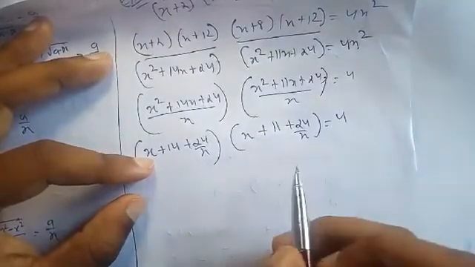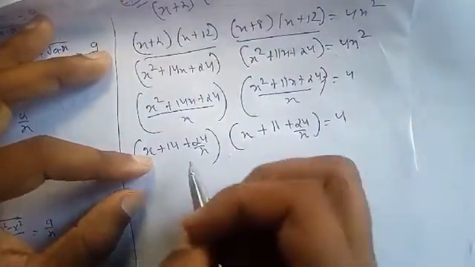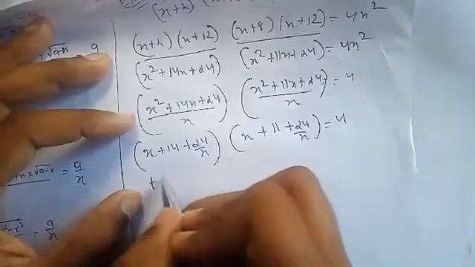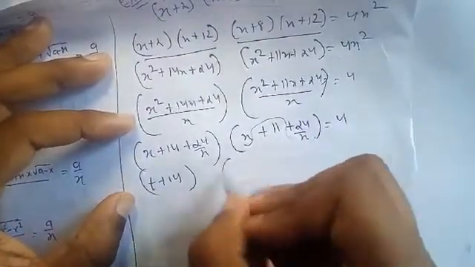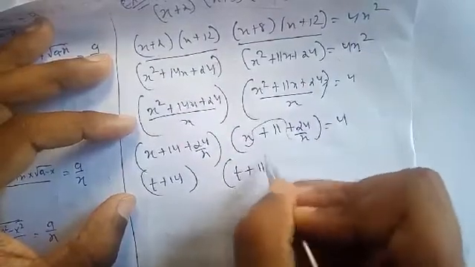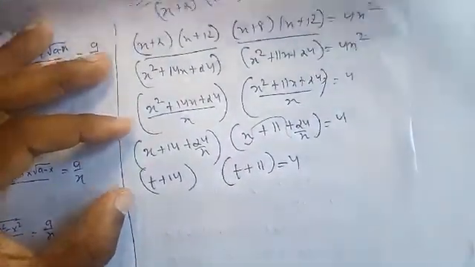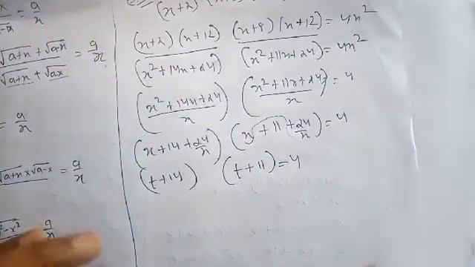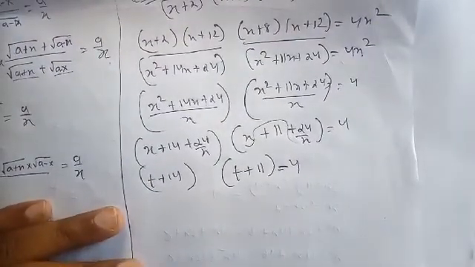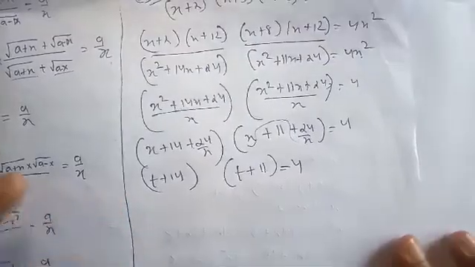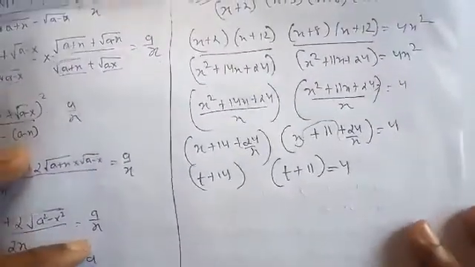So what will I take this as? Let me take t. What do I take it as? t. So what will I write, t plus 14, and I take this also as t, t plus 11 equals 4. Okay, now I'll multiply both the brackets. When I multiply both the brackets, what I'll be getting is, you guys can also multiply with me. You'll be getting the same thing.